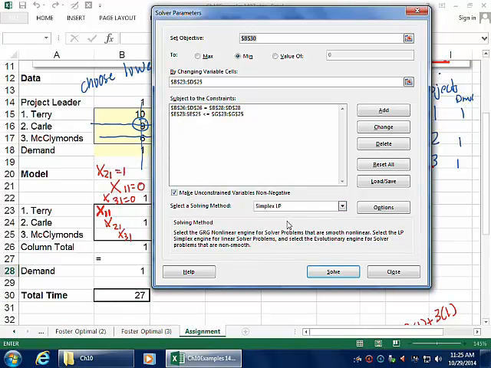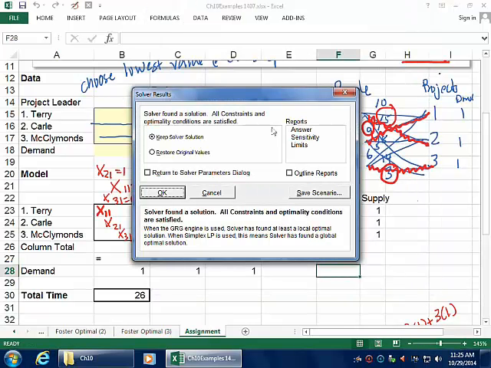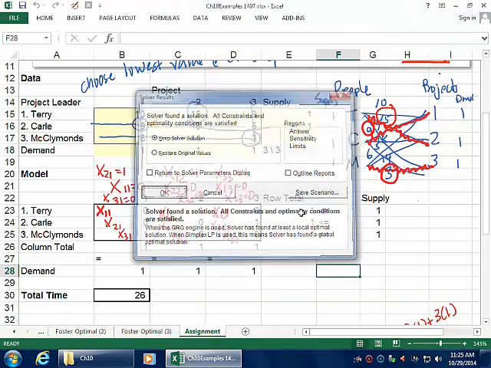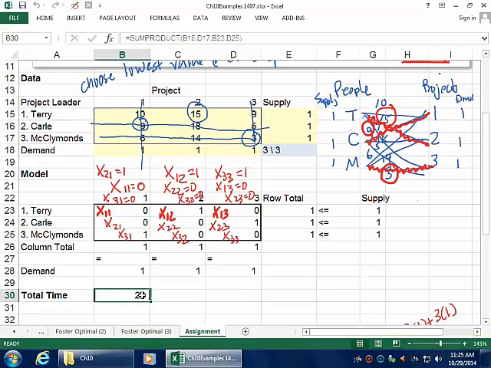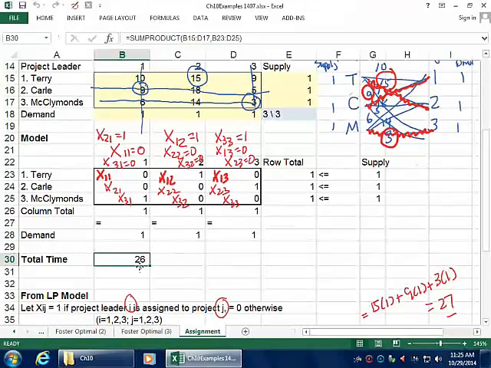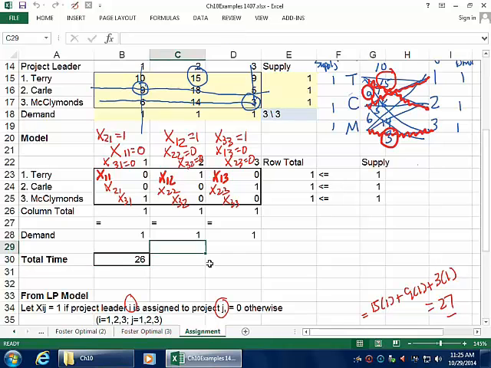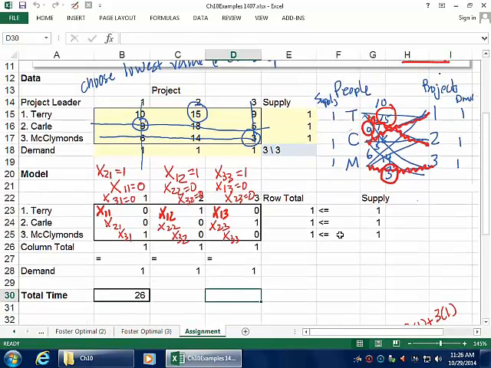Let's see what will happen. If I click on solve, and it says okay, and oh look, we saved 1 day. It's 27 before, now it's 26. So we didn't have to work too hard to save that 1 day. So 26 days, and we have a slightly different answer from before.